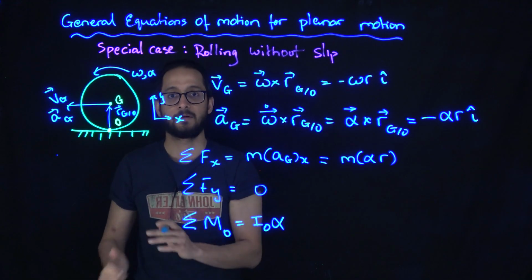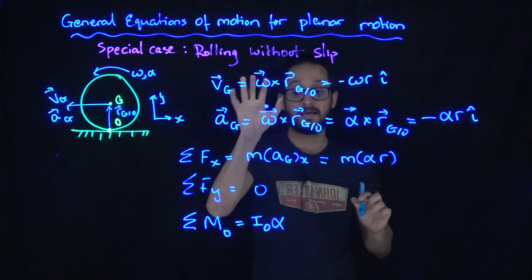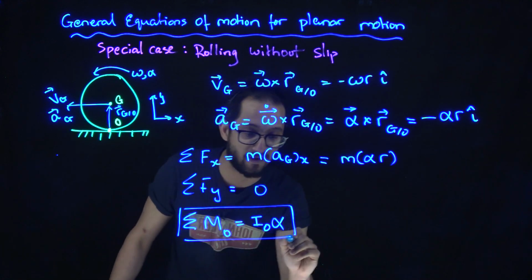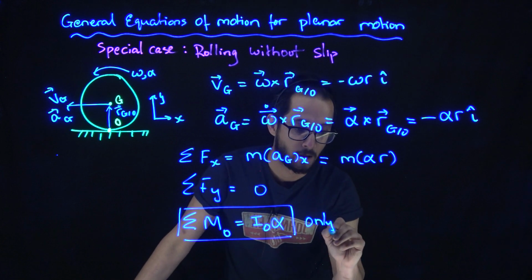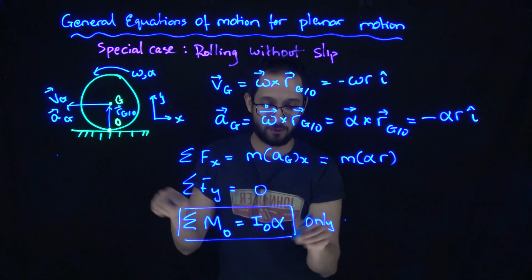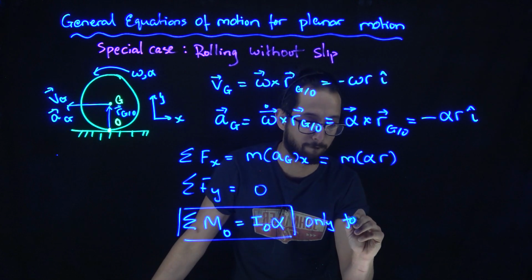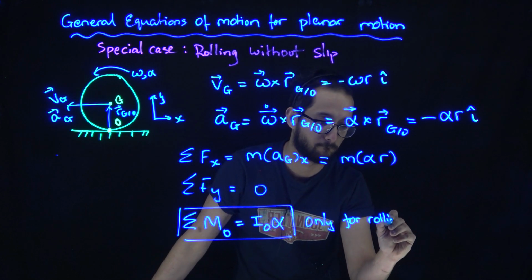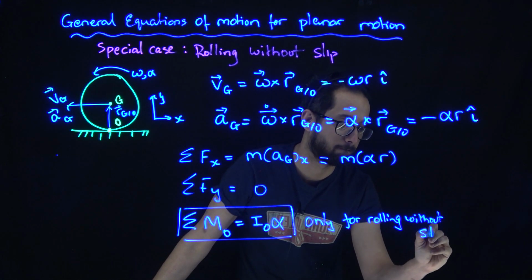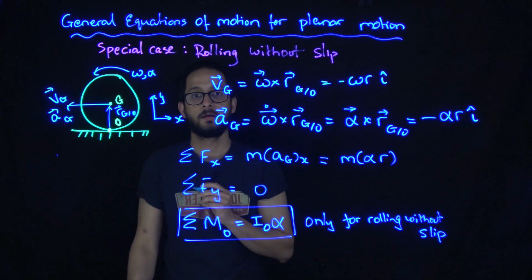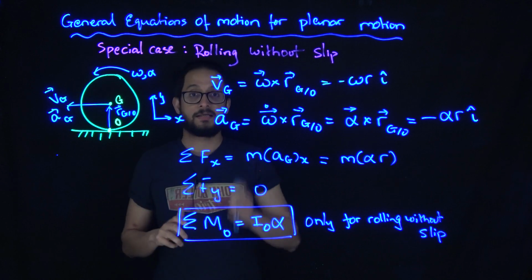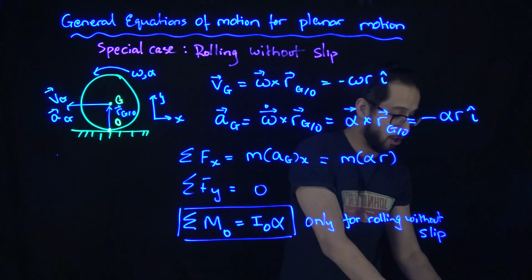So that completes it, and this expression here is only valid for rolling. Because if rolling is not happening and there's slipping happening, you can't use this expression, right? So only for rolling without slip. Okay? So this is what we need for our course.